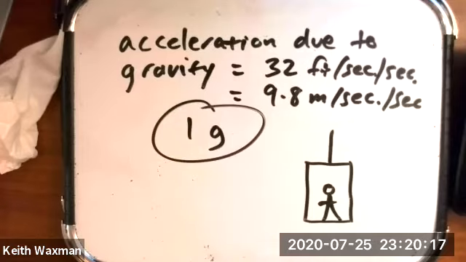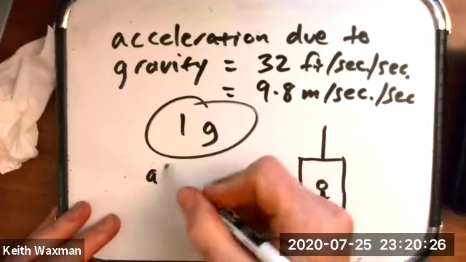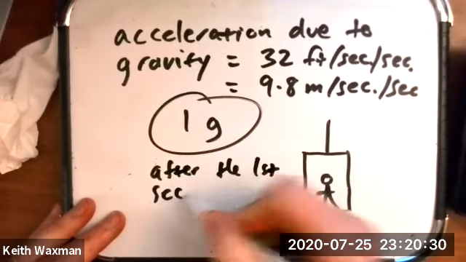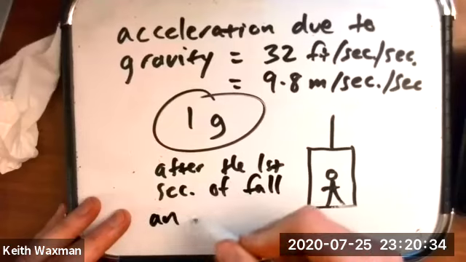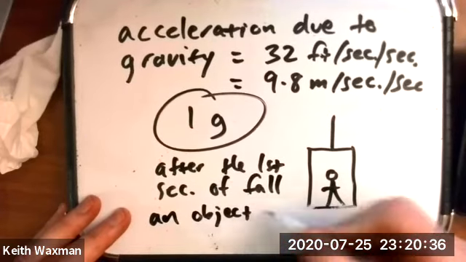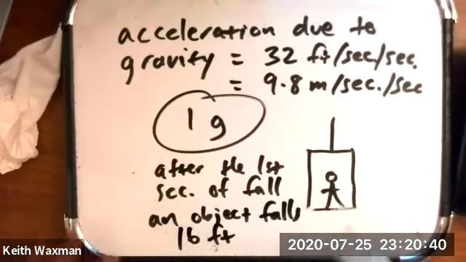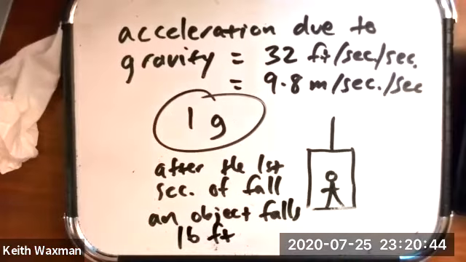I think it's really interesting. So that's kind of like what these G's are. So 1 G is the acceleration due to gravity. Now, what that means is after the first second of fall, an object falls 16 feet, which is, if you said 32 feet per second, 32 feet per second squared.